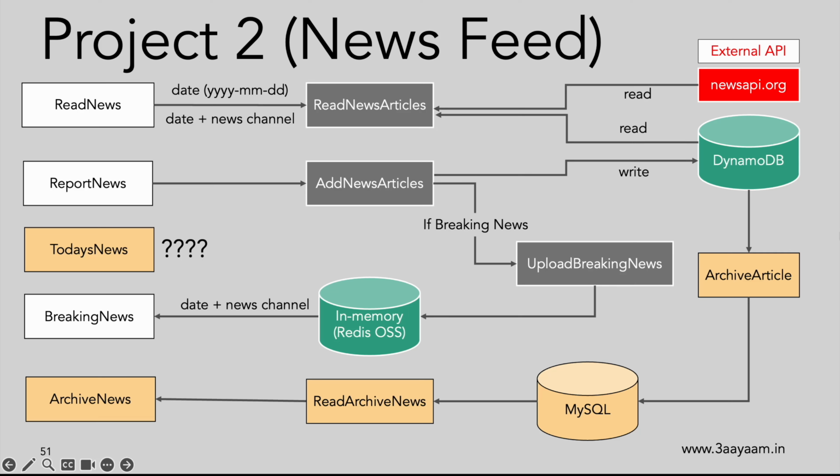Let's look at the architecture one more time. As you can see, I'll have to create only 5 APIs as part of this project. There are 2 backend APIs: read news articles and add news articles.